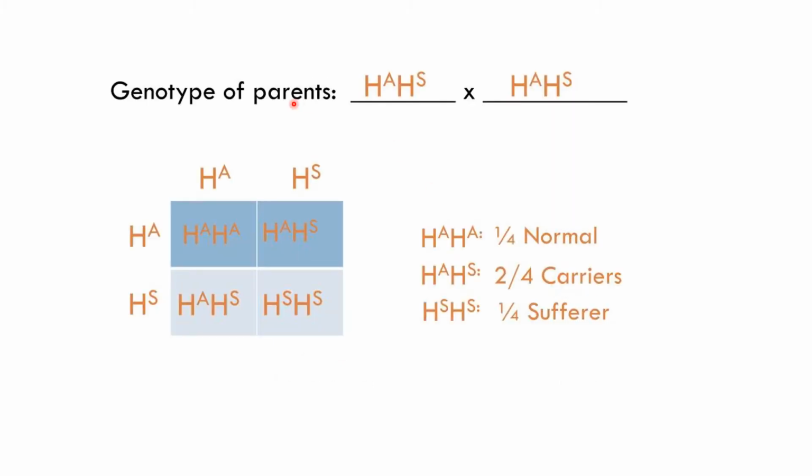Genetic pattern of sickle cell anemia. Parents that are in the heterozygous condition are carriers. Both are carriers. When we cross these two parents, having the gametes HA and HS, in the Punnett square we have 1/4 normal, 2/4 carrier, and 1/4 sickle cell patient or sickle cell offspring. So 1/4 are normal, 2/4 are carriers, and 1/4 are sufferers.